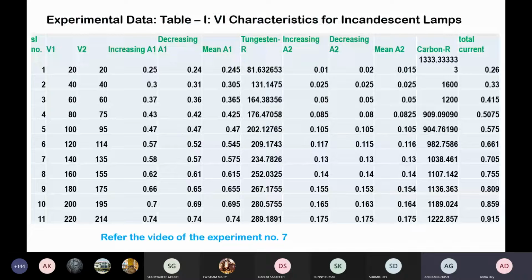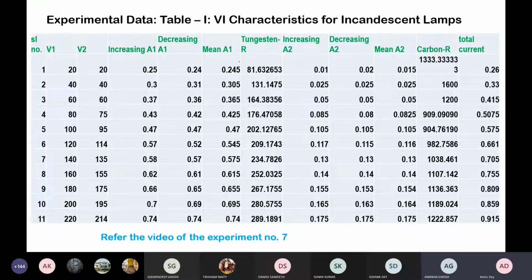Okay, so once this is over, this is what we got from the experimental data, which we have tabulated here. So we have gone in steps of 20 and then we got this reading. A1 is for the tungsten filament lamp, and A2 is for the carbon, and then we take the mean of these two, and then once you have the mean, you can divide V2 by A1, because V2 is actually giving you the actual voltage across the lamps after the drop at the external resistance, but here it is very less.